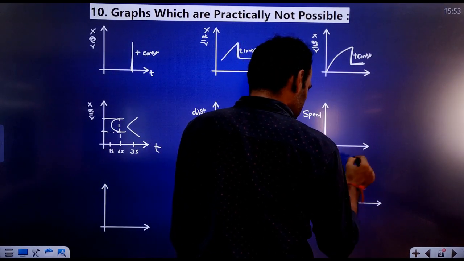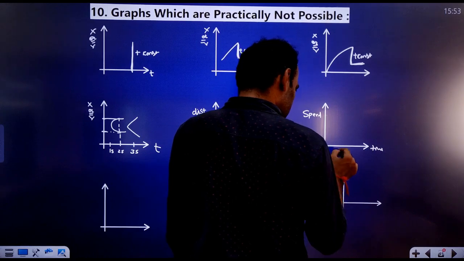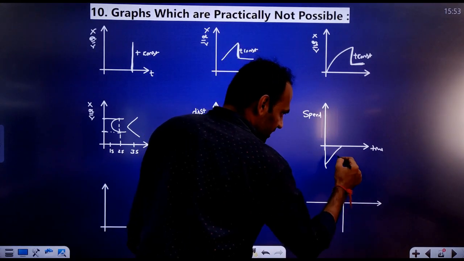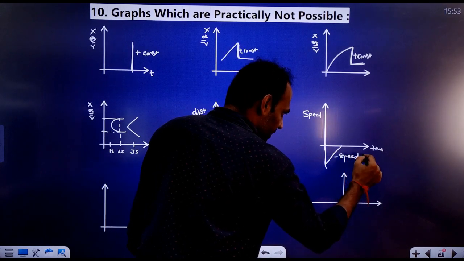Next, speed. If we take a speed versus time graph and the graph is like this, what does this indicate? This indicates speed is negative, and speed is never negative.